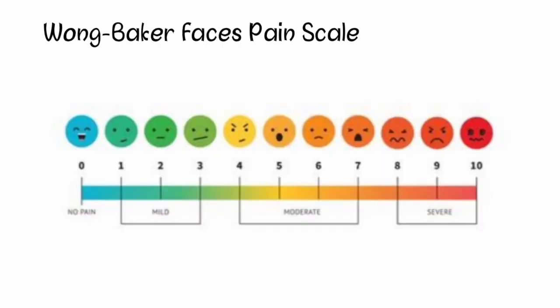Now the next scale is the Wong-Baker Faces pain scale, and this combines both pictures and numbers for pain rating, and it can be used in adults and children over the age of 3. Basically, this type of scale has 6 faces and they depict different expressions ranging from happy to extremely upset.